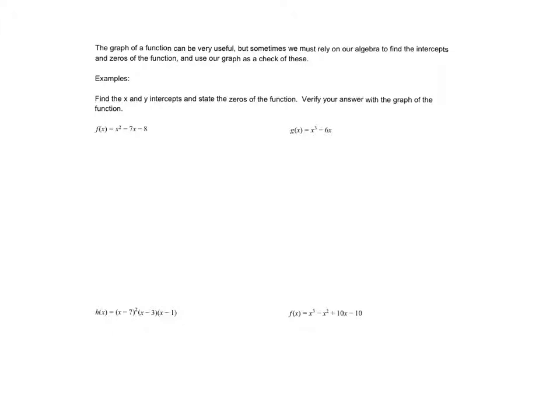So the graph of the function is really nice, and if you have the graph, it's pretty easy to pick out intercepts. But a lot of times it's actually a better idea to do a little algebraic check of what our zeros are and then verify it with the graph. So we'll do some algebraic checks to find the x and y intercepts, and then we'll check our answers with the graph of the function.